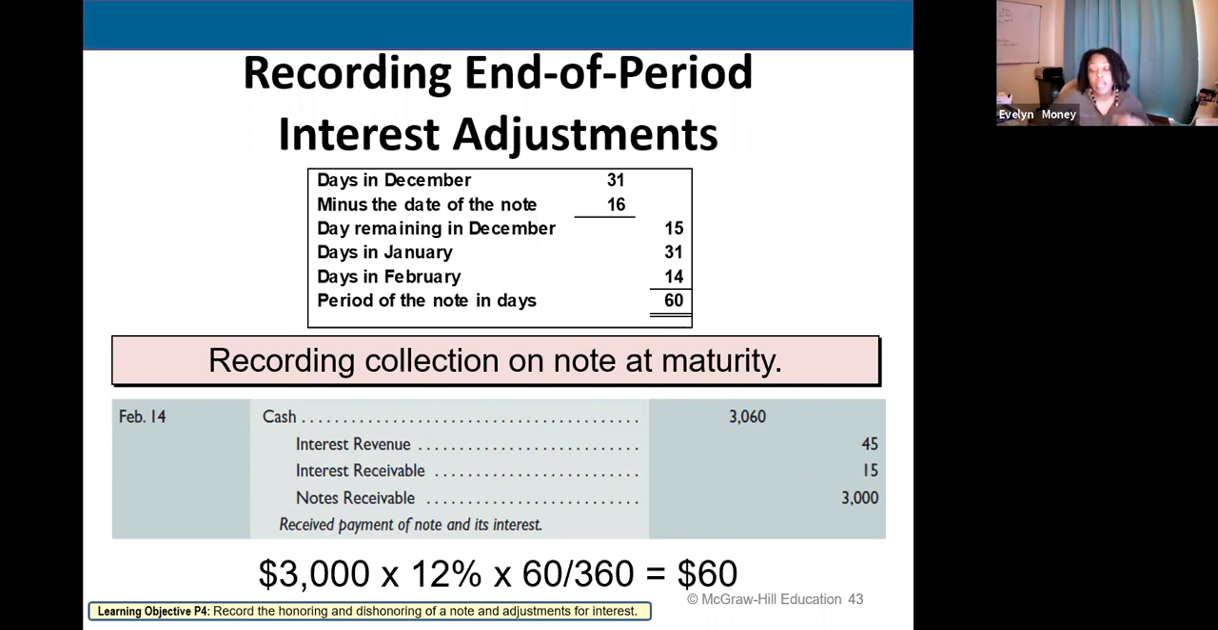We can find this in a couple of ways. We can take the 45 days and divide that by 360 and then plug that into our interest calculation formula. Or we can find the total amount of interest by taking the 60 over 360, plug that into our equation, find the total interest, and subtract out the interest that we have already recorded. So when a note crosses accounting periods, when the note gets honored or dishonored, the entry changes a little bit because we have already recorded a portion of the interest revenue so that we don't violate the matching principle.